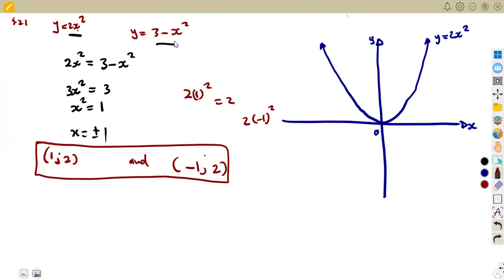At a point where x is equal to 0, y is equal to 3. Then we can also ask ourselves, what about at a point where y is equal to 0? What are the values of x? We're going to have x squared on this side is equal to 3. Then we'll be having the square root of 3, which is plus or minus square root of 3. So the x-intercept will be maybe at square root of 3 somewhere there, something like that.